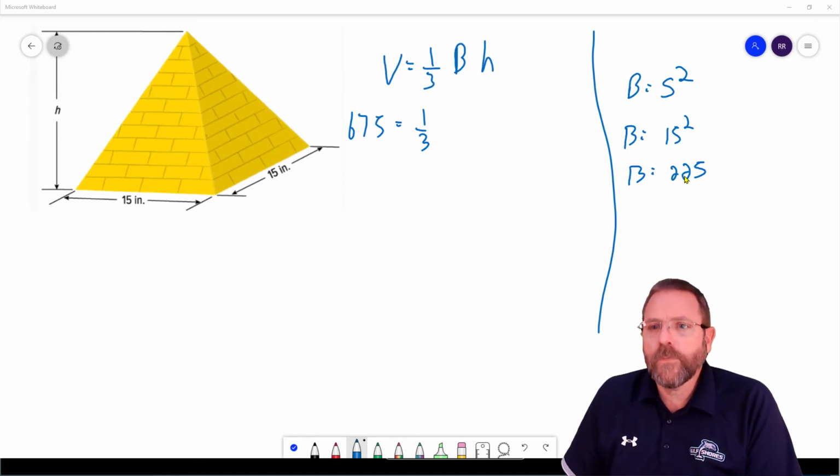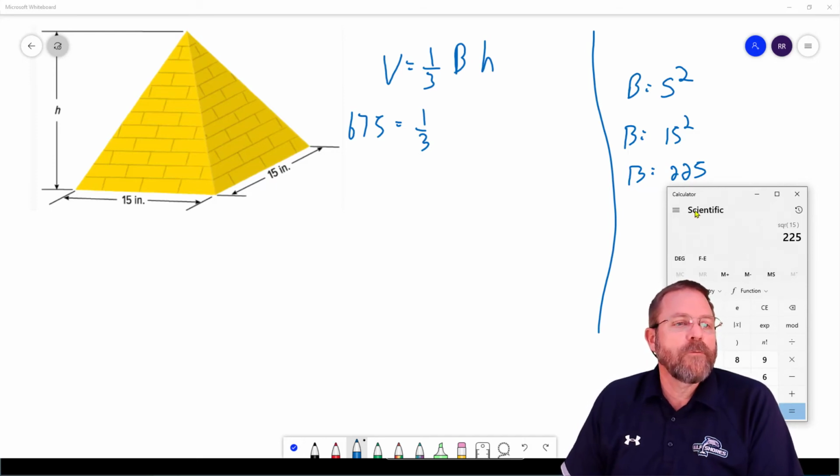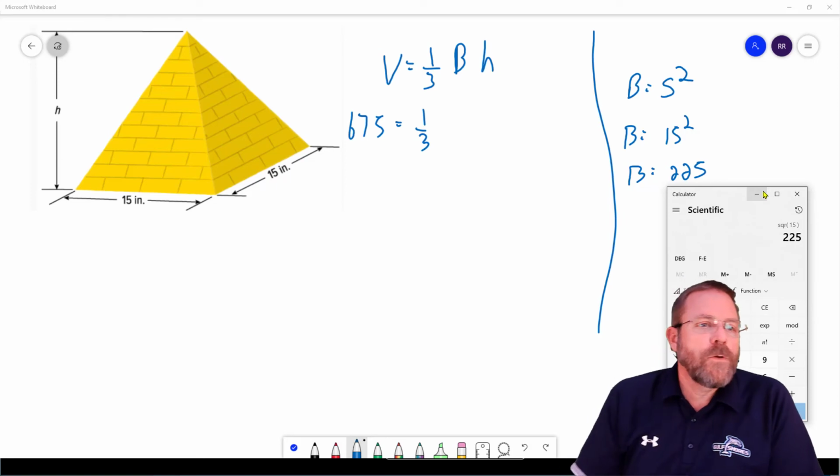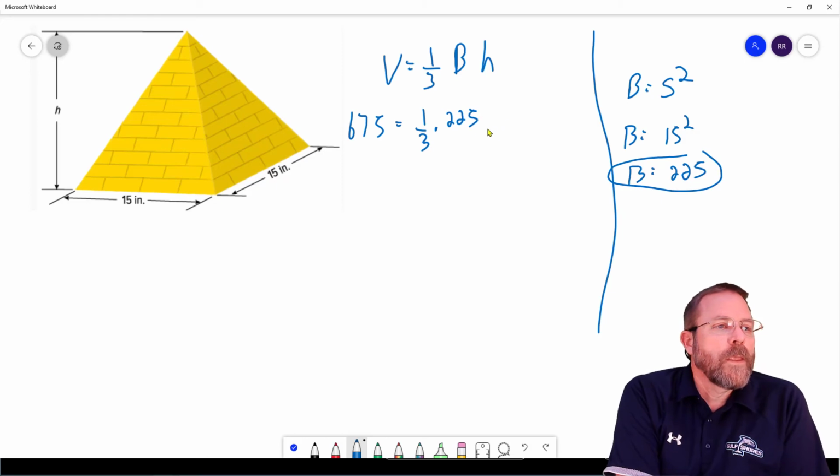It is like 4:30 in the afternoon and I've taught all day. So let's do that squared. It is 225. So now I can take that 225 that I found right here and I can plug it in right there. And then of course I'm going to take that and multiply it times the height.